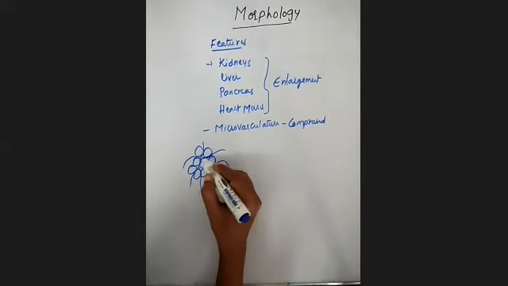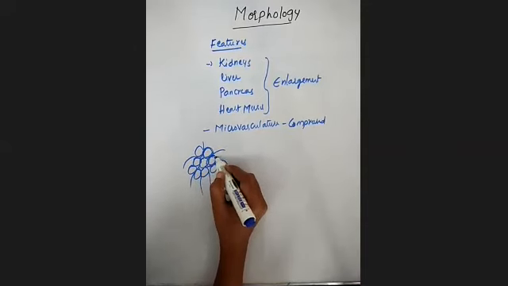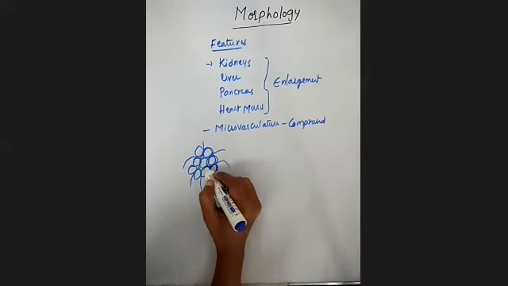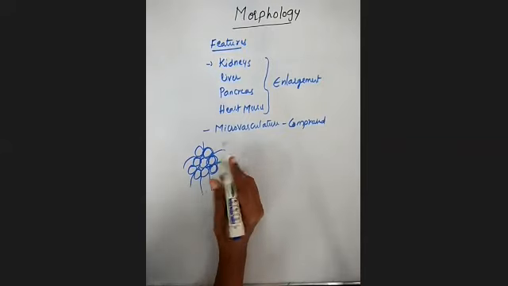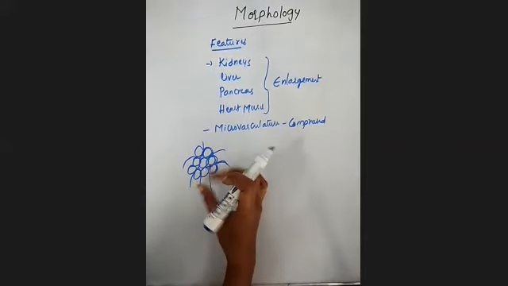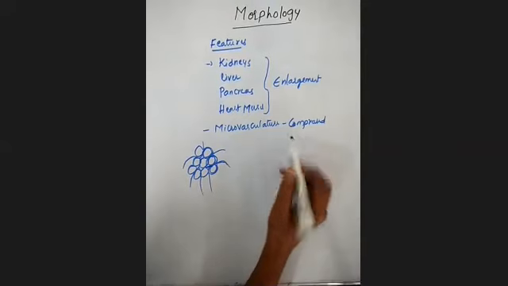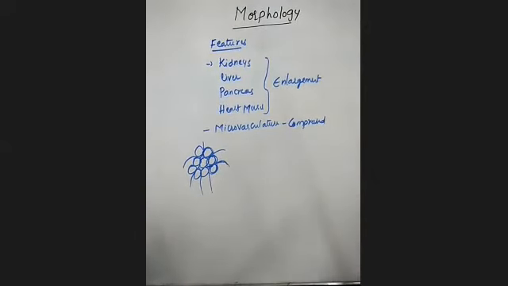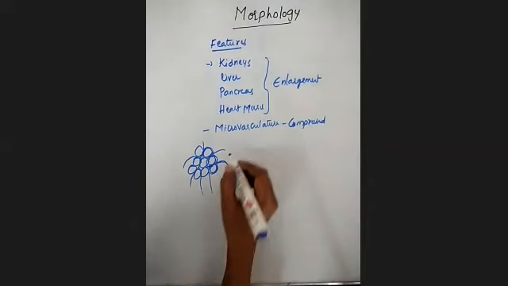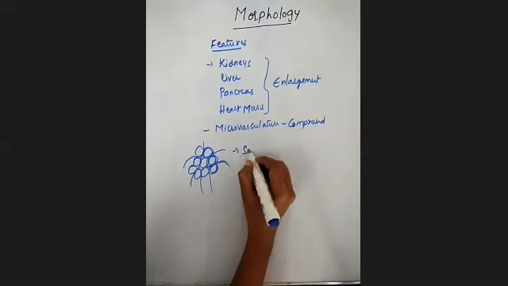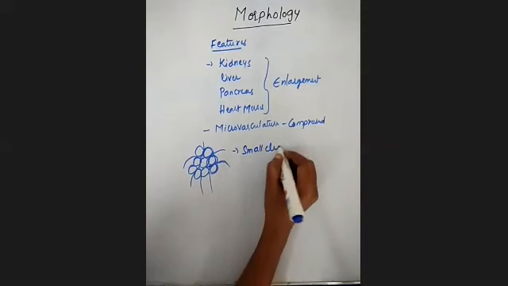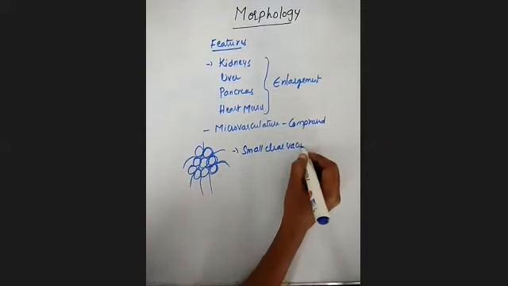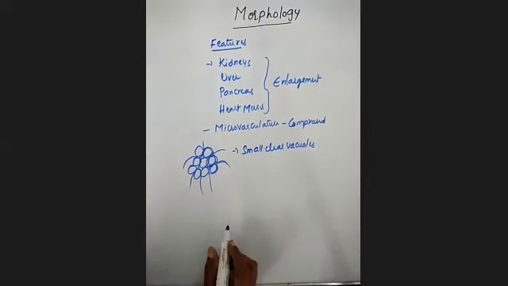As there is swelling of the cells, whatever blood vessels are present undergo compression. That you will call microvasculature undergoing compression. And next, small clear vacuoles are going to be developed. Very small clear vacuoles are seen inside the cell.